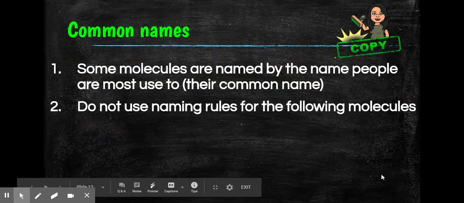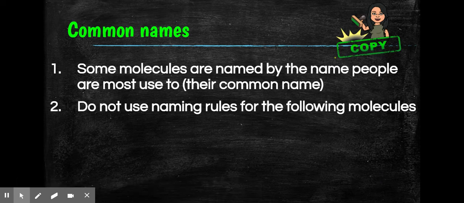Which brings me to my next point. Some things just have common names. Instead of naming them by the naming system that I've just outlined for you with all of the prefixes, we name them by what we would normally call them, their common name. So you don't use the naming rules. There's a few out there, but there's 3 that I want you to know. H2O, water. Don't call it dihydrogen monoxide.